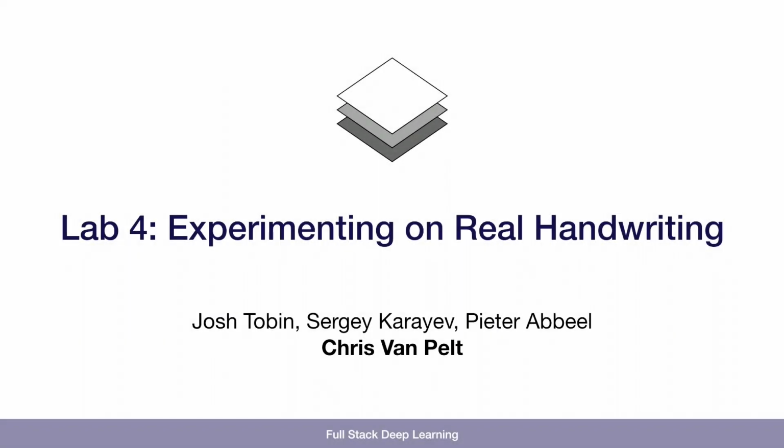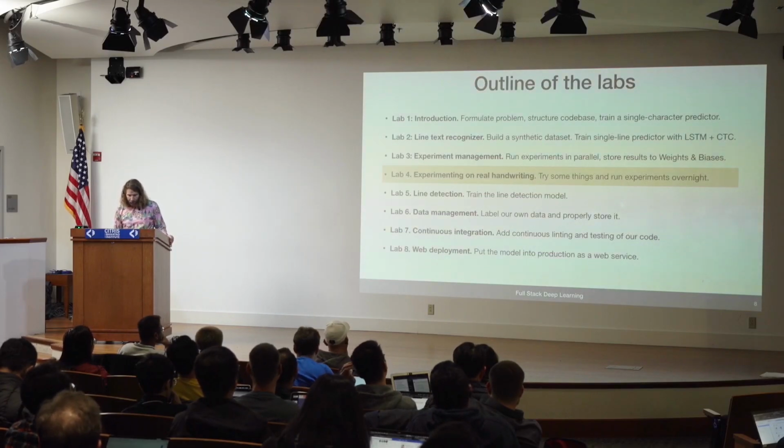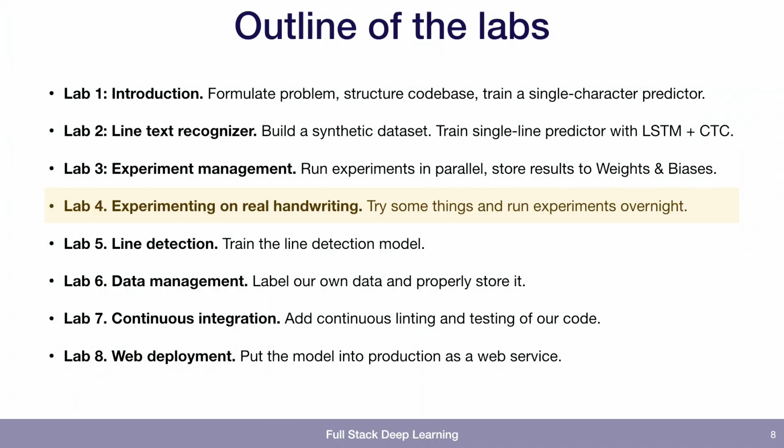Our second lab is going to be experimenting on real handwriting data. So we've so far looked at MNIST, and then we created a synthetic data set. Now we're going to look at an actual data set of handwriting. And I'm also going to show you how we can do hyperparameter sweeps.